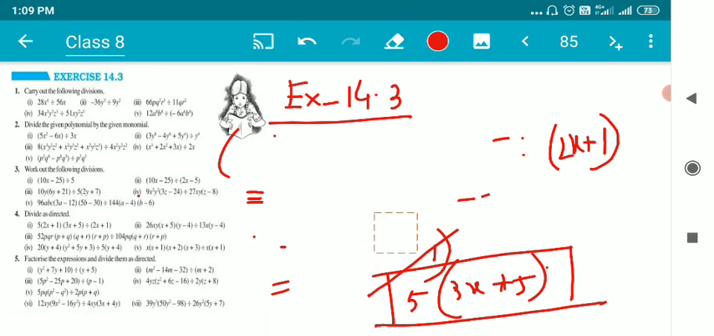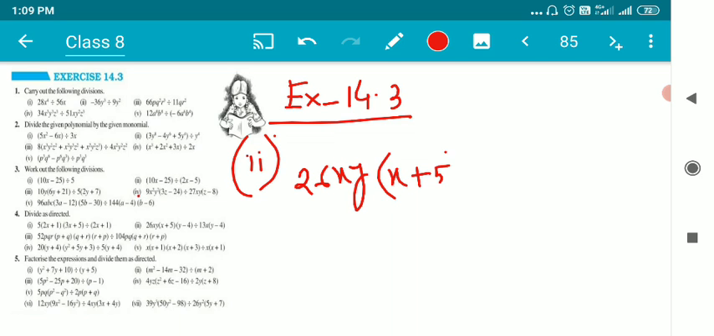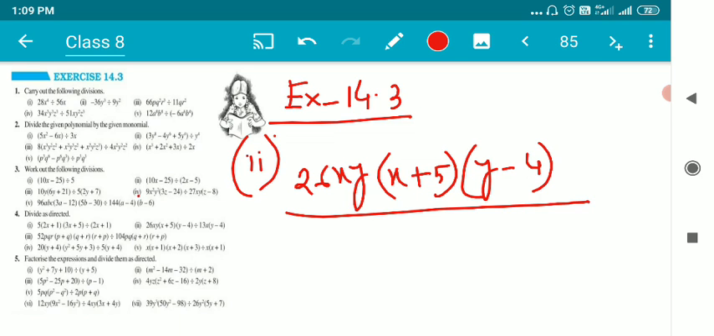If we talk about the next question, question number 2, we have to solve it likewise as we have done in question number 1. Question number 2, Roman 2 of numeral 4 is 26xy into (x plus 5) into (y minus 4), divided by 13x into (y minus 4). Now you might be thinking, sir, the question looks so difficult. How can we solve it? No, children, it's very simple. In a very simple way, we can solve it. Have a look how to solve it.